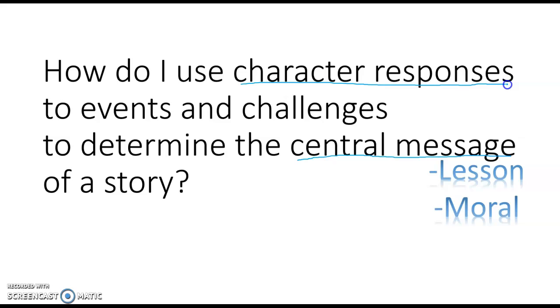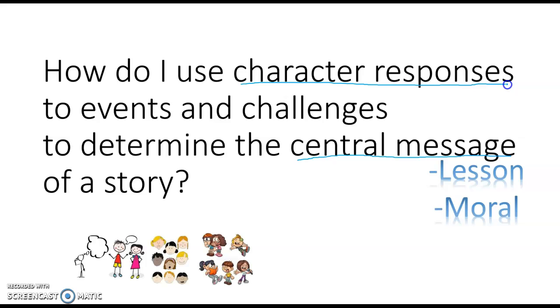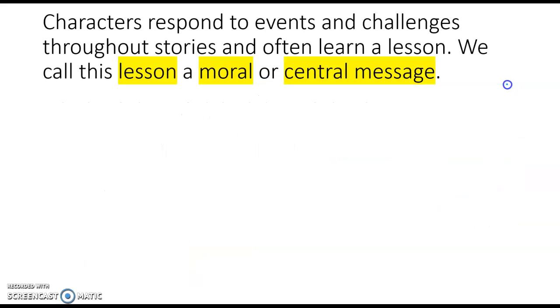So we learned that characters respond through their thoughts, their words, their feelings, and of course their actions, what they're doing. So characters respond to events and challenges throughout a story and often learn a lesson. We call this lesson a moral or central message. All three of those words mean the same thing.